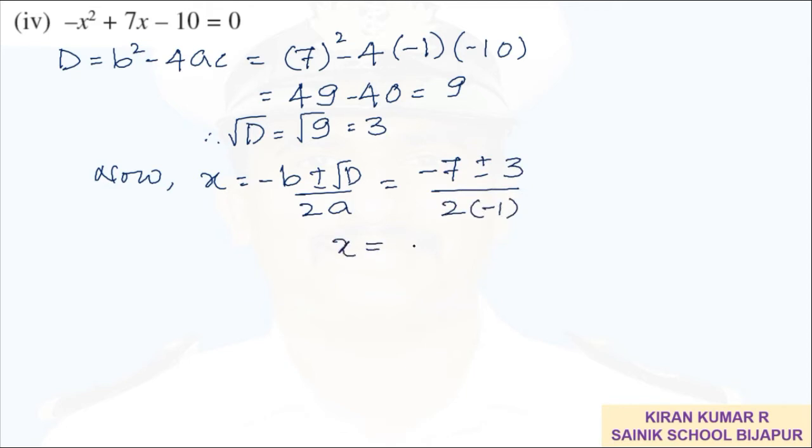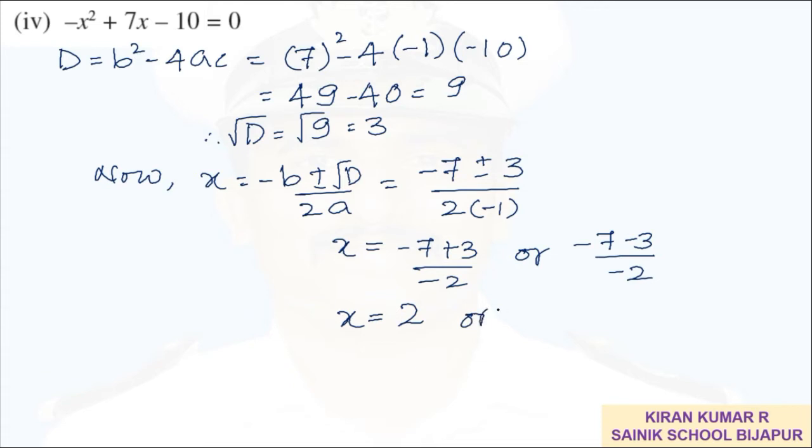So the value of x is minus 7 plus 3 by minus 2 or minus 7 minus 3 by minus 2. Further simplifying it, we get negative 4 by negative 2, which is positive 2, or another value we get it as negative 10 by negative 2, we get 5. In this question we are getting both positive roots.